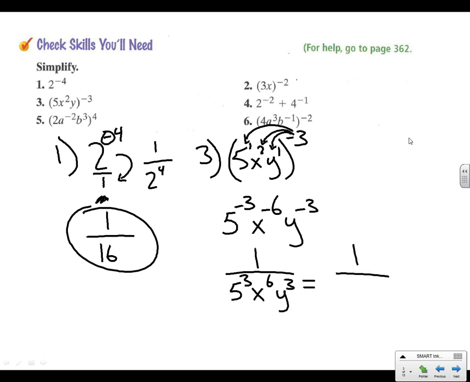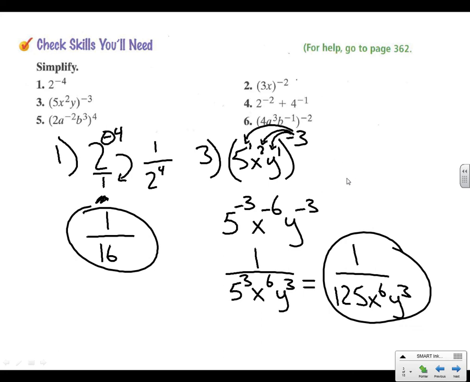And we can clean up the 5. 5 times 5 is 25, times 5 again is 125. X to the 6th, y cubed. Alright, so take a moment to pause this, and your job is to do 2, 4, 5, and 6. Make sure you're done with those before you press play and move on.